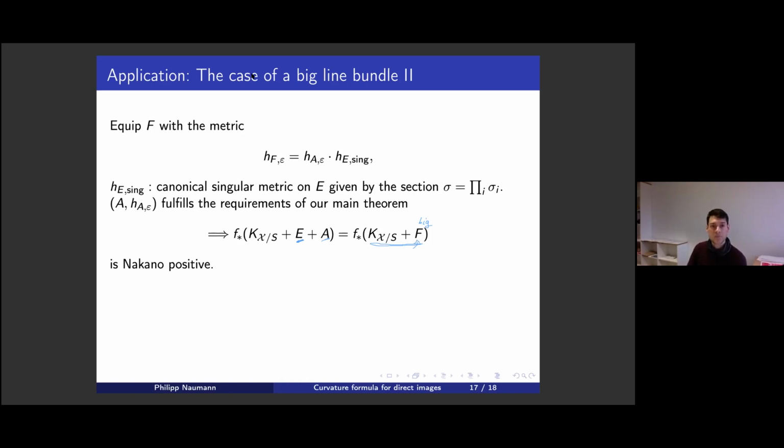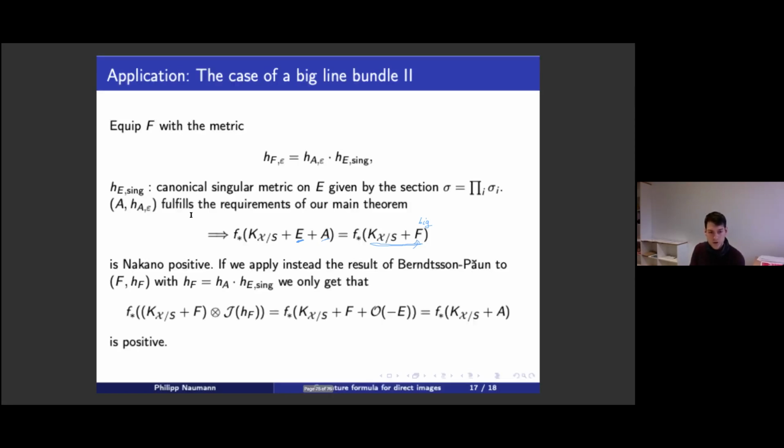Yeah, and if we instead would apply Berndtsson and Paun directly to this F here, equipped with the natural metric, which is just h_A times the singular metric on E, we would only get, so the multiplier ideal sheaf here is O minus E, because the singular part comes from E, and the singular metric is given by a section, and the multiplier ideal sheaf is just O minus E, which is removing E from the formula. We would just end up with this expression here, and this is of course only a subbundle of the one which we are interested in, this F here.